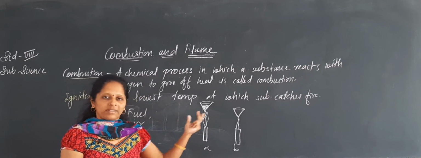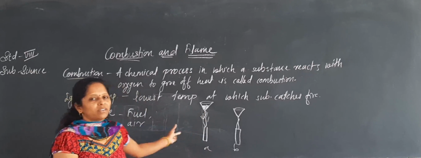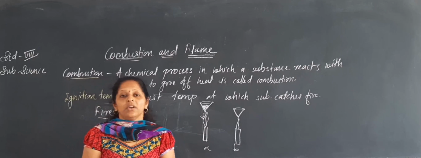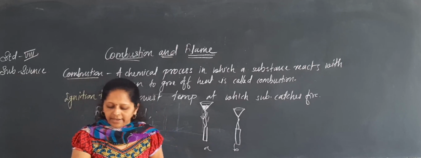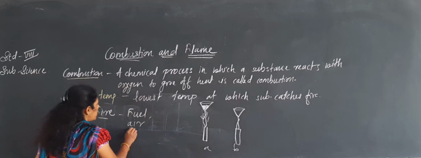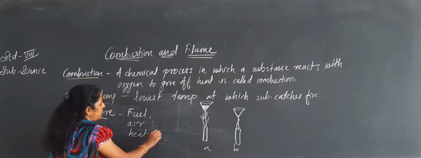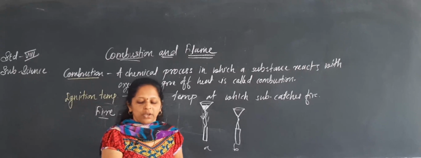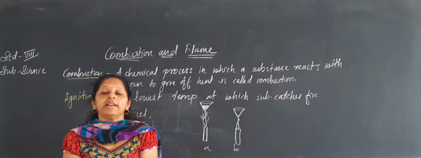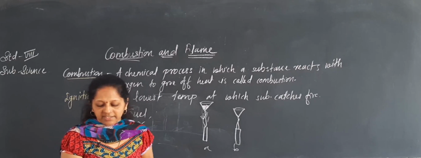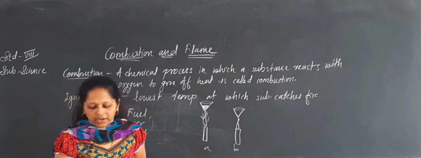Second one, air, oxygen supply is necessary. Without oxygen, things are not burning. So oxygen, that is air, is necessary. And heat is necessary. Without heat it is also not burning. We saw about the activities. Here heat is necessary for the substances, so without heat it will not burn.